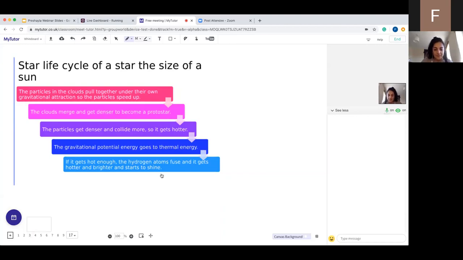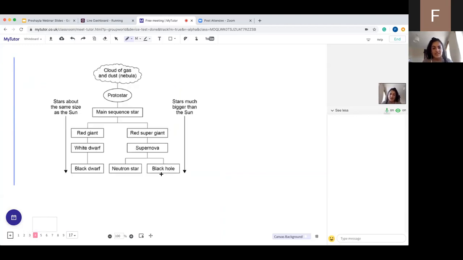So that's how we get a shining star, but this is the life cycle of a star. So if we have stars that are about the same size as the sun, we're going to go from a nebula to a protostar, main sequence, and then down this side of the diagram. And if it's much bigger than the sun, we go down this side. And you can see that a supernova will either go to a neutron star or a black hole, both of which are very dense objects.